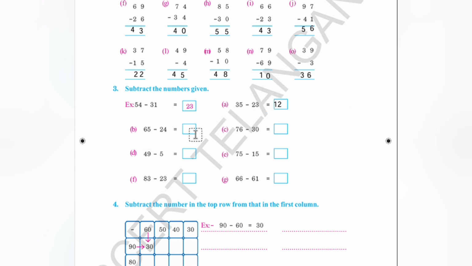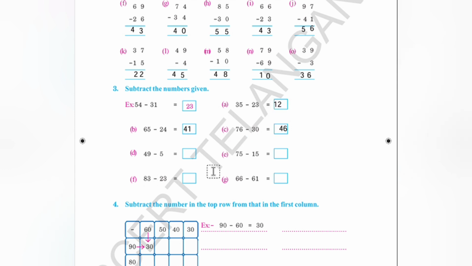65 minus 24. 5 minus 4, 1. 6 minus 2, 4. 41 is the answer. Then 76 minus 30. 6 minus 0, 6. 7 minus 3, 4.